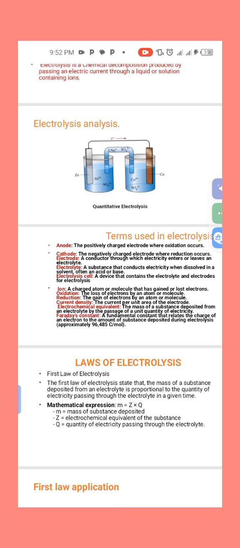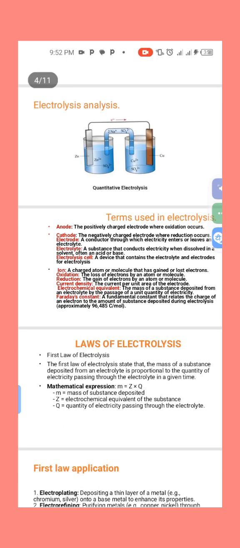Now let's look at the next one, which is electrode. A conductor through which electricity enters or leaves an electrolyte. The two poles that we have just mentioned, the anode and cathode, are the electrodes. That is where the current will enter and also leave to generate electricity.